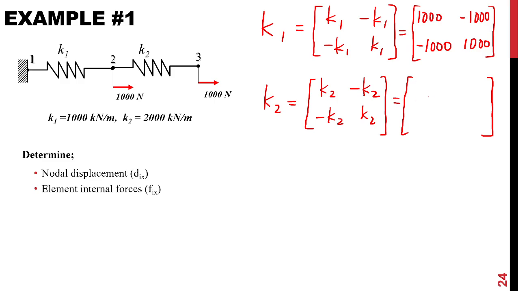And then you've got 2000, negative 2000, negative 2000 and 2000. Dah settle stiffness matrix of both elements. Kita masuk dalam global dia.